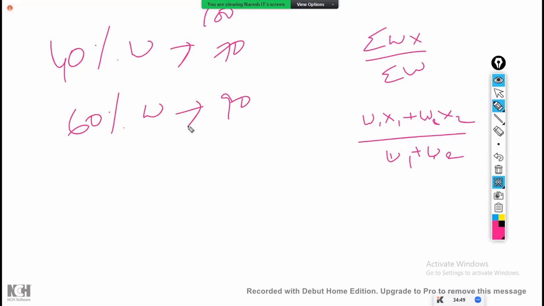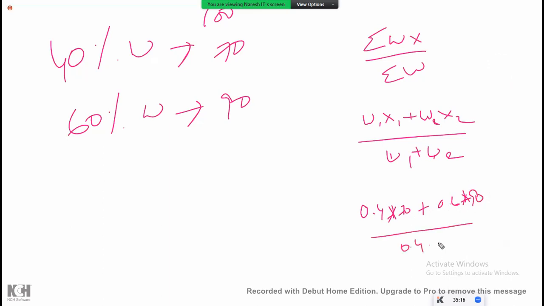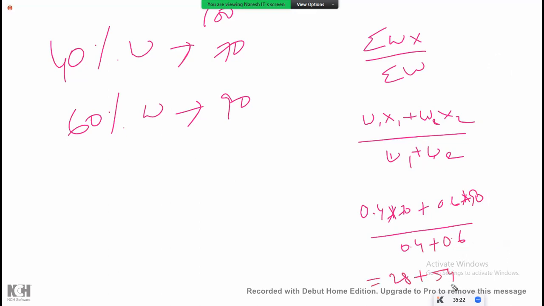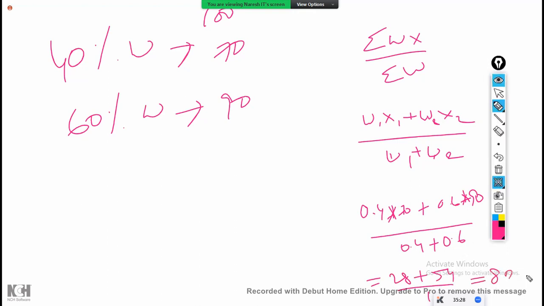So in this case, first we take the weightage of the first one. That is 40%, which is 40 divided by 100, equal to 0.4. Then 0.4 into 70 plus 0.6 into 90, divided by 0.4 plus 0.6, which is nothing but 28 plus 54 divided by 1, which is 82. So your marks are 82.